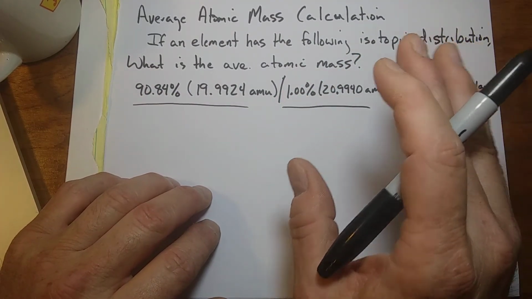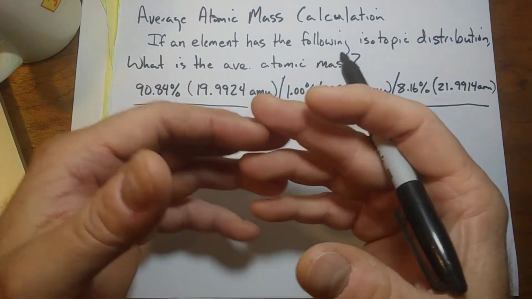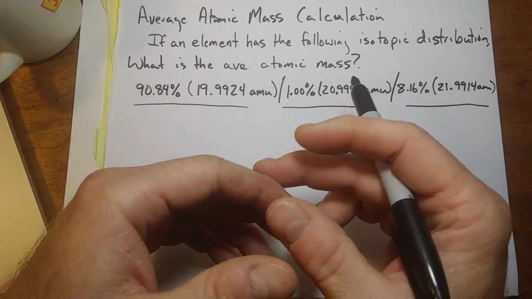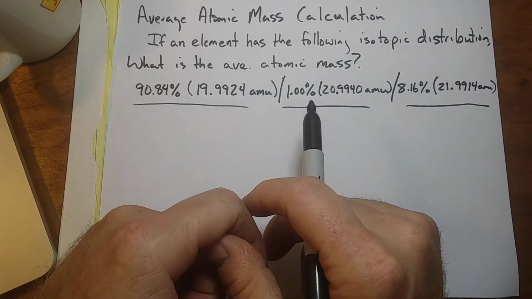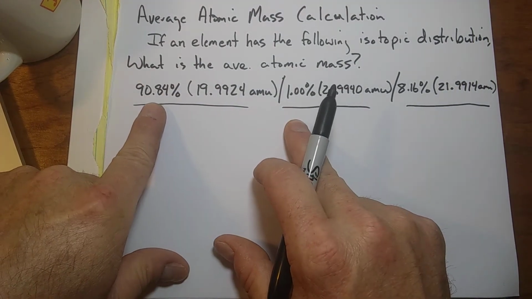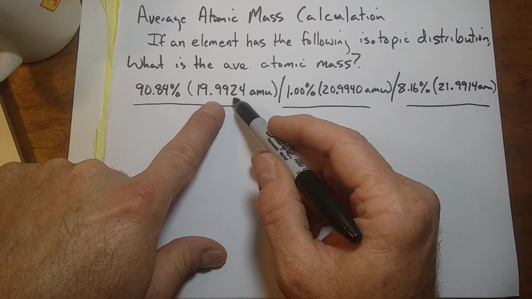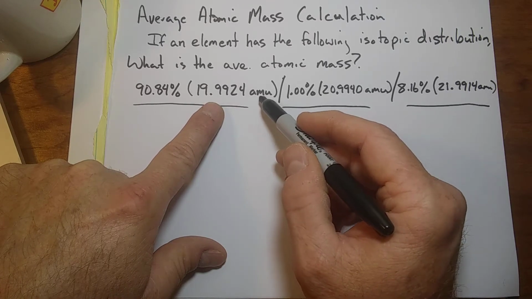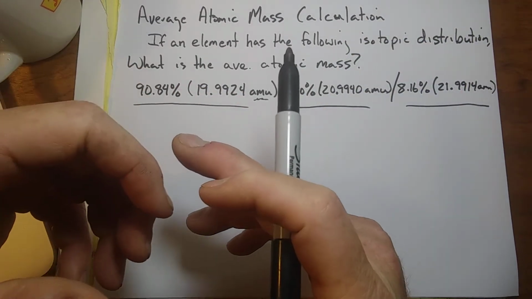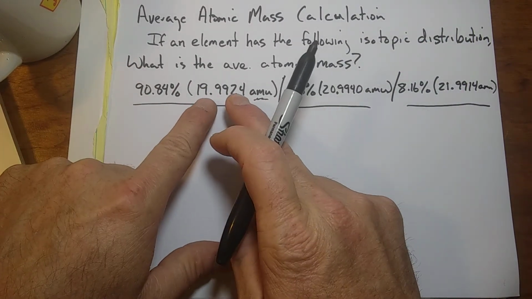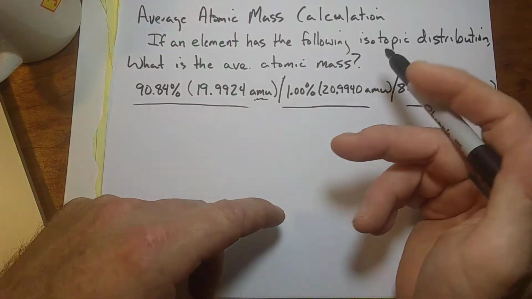Let's go ahead and quantify then. If we had a pile of a particular element, how do we find the average atomic mass? Even though it's just a mixture, we still have to deal with an average atomic mass. So they've given us the distribution. It's 90.84% of this weight, 19.9924 atomic mass units. So as we read atomic mass units, we're going to be able to convert that to moles and say this represents grams.